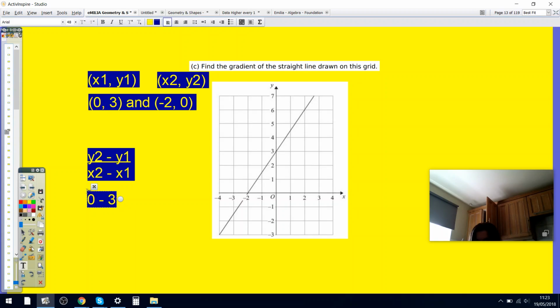Okay. And then you do minus 2 take 0. And so what do you get there? So then you get minus 2 there. Okay, so you've got minus 3 over minus 2. So then that gives you 1.5, doesn't it? Yeah, so the gradient would be 1.5 or 3 over 2, which is a simpler way than saying minus over minus. Any questions about that? No. Okay, so it's basically how many up divided by how many across.